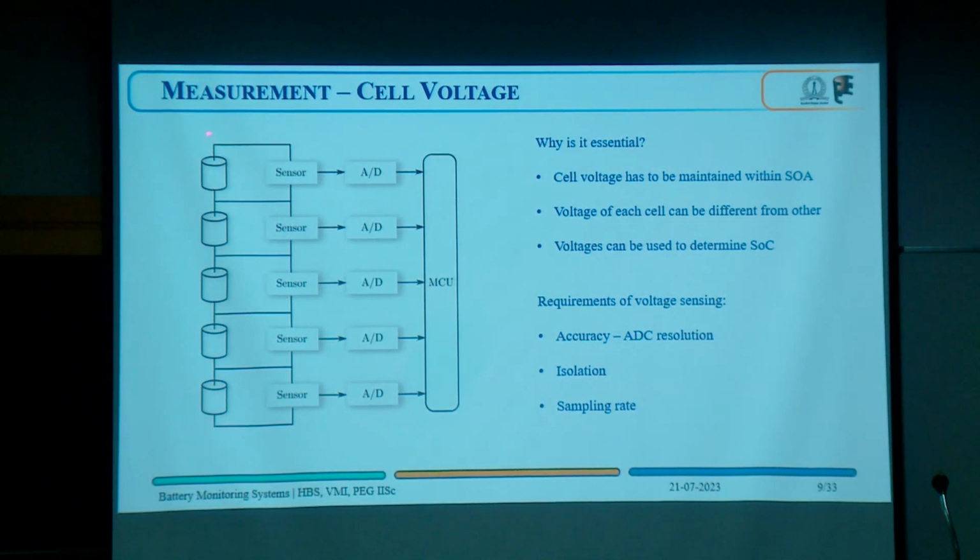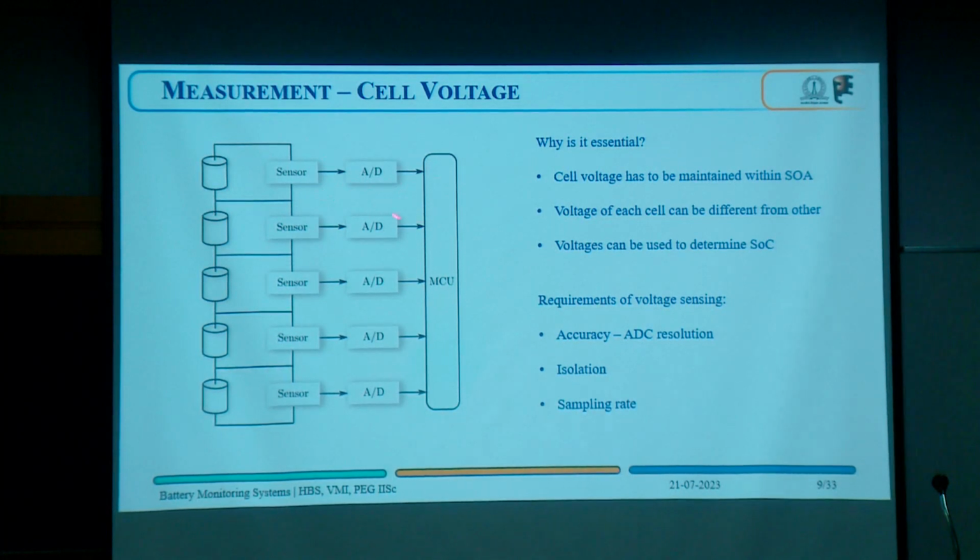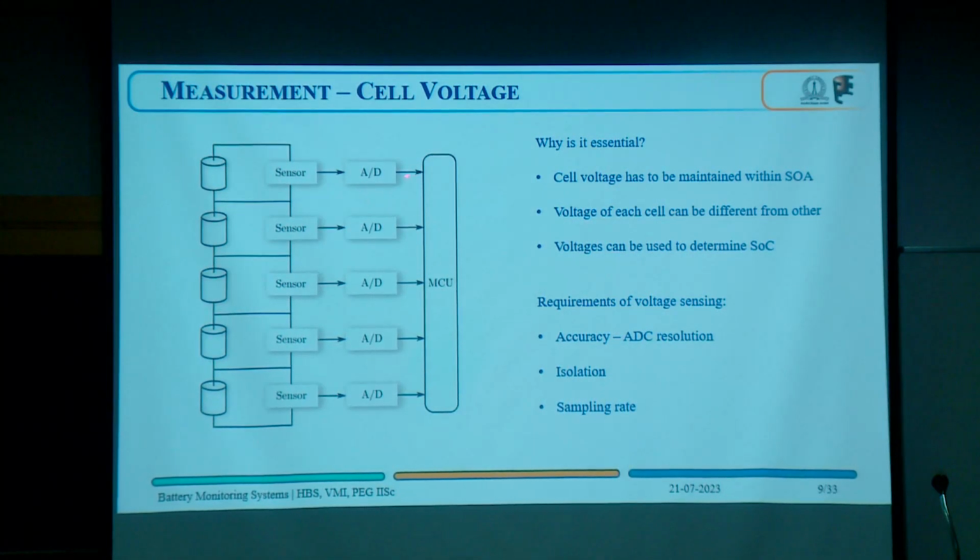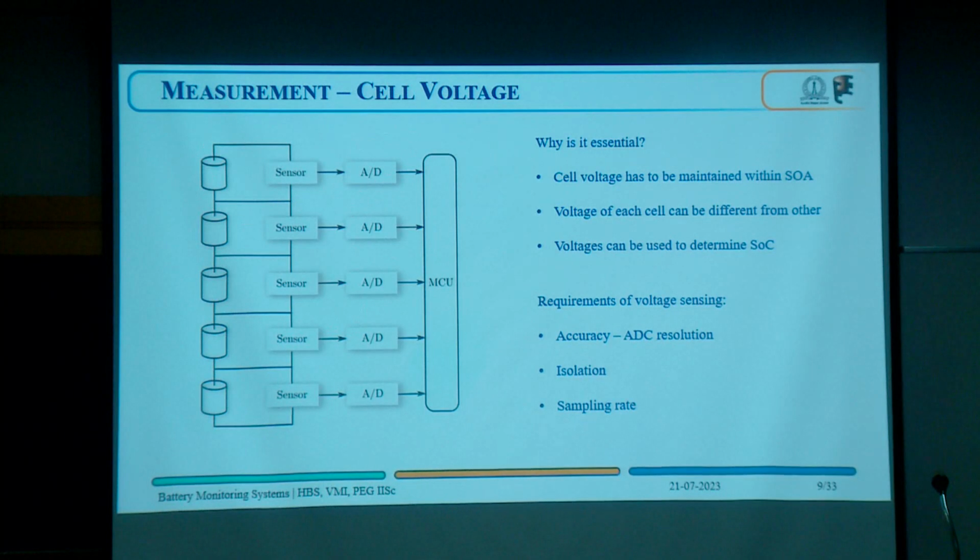And so this is one representative picture, where here we have 5 cells. So we have 5 sensors which are sensing the voltages, then they are feeding it to an analog to digital converter, or ADC, and that is feeding every data in the digital domain to the microcontroller unit. So most of the platforms that we use today for computation are digital, like DSP based or FPGA based. That's why we need the A to D converters.